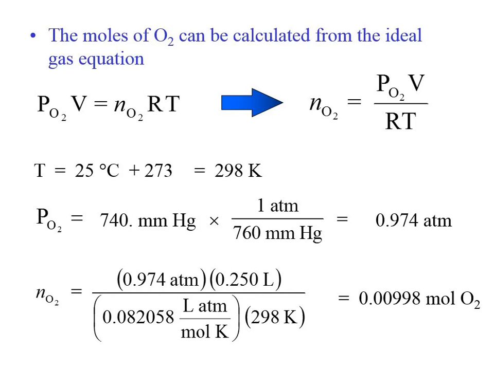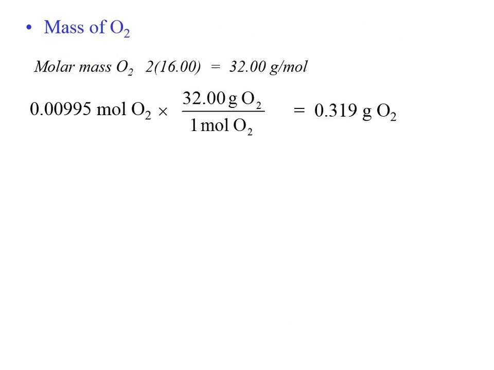So to get from moles to grams, we just have to use the molar mass of O2, which is 32.00, right? So that translates to 0.319 grams of O2. Then to answer the last question, this is kind of what we see in chemistry sometimes.